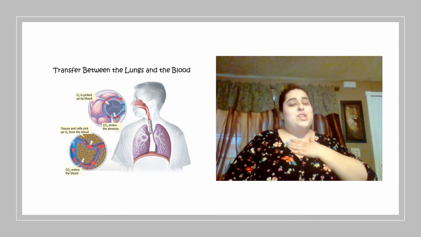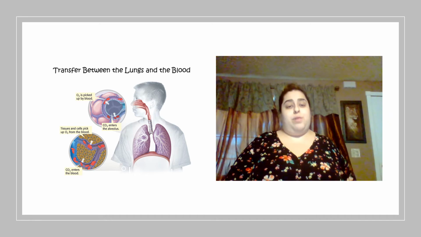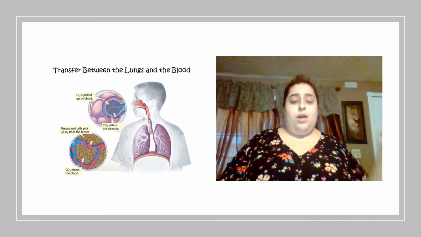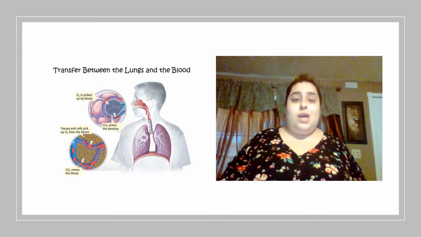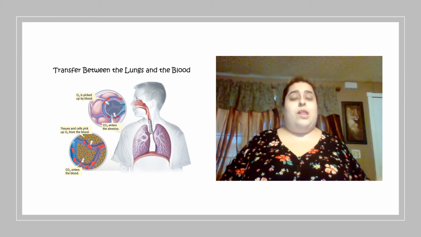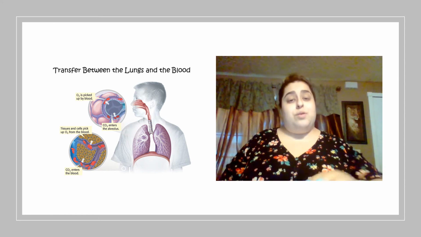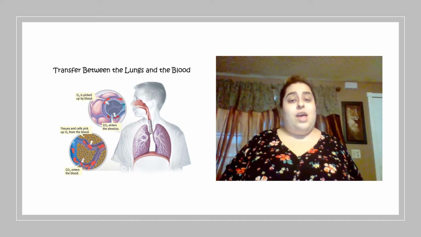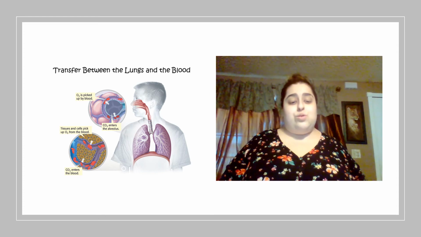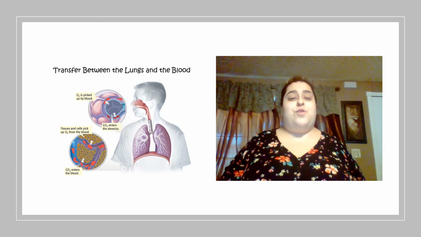Then we have another picture right here. This one is a transfer between the lung and the blood. So the CO2 is picked up from the blood, then our CO2 enters our system. Then the tissue, the cells, pick up our O2 from the blood, and then because it's out of the blood, the CO2 enters the blood, and that is how the transfer works.